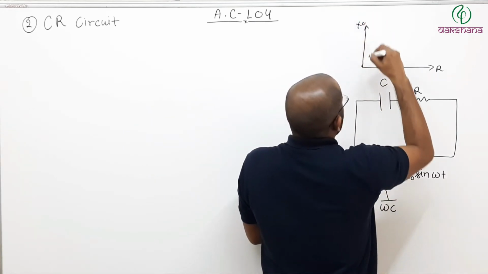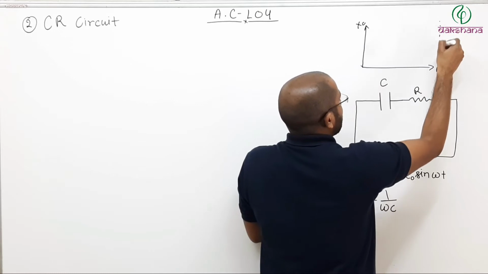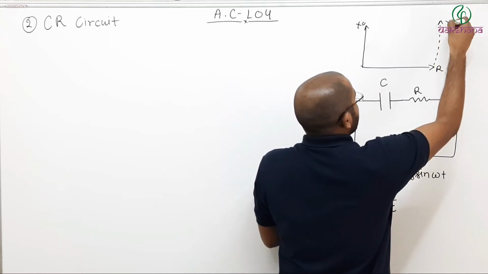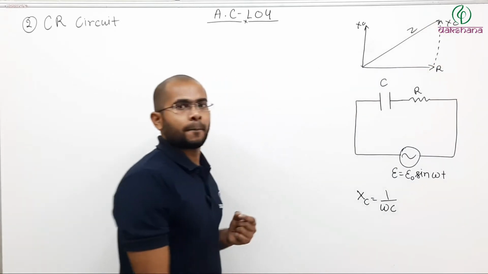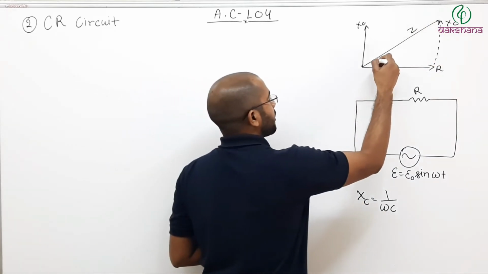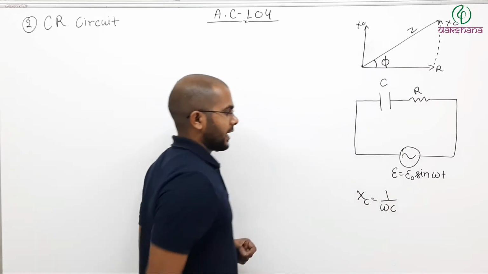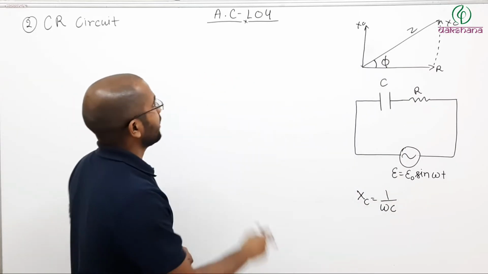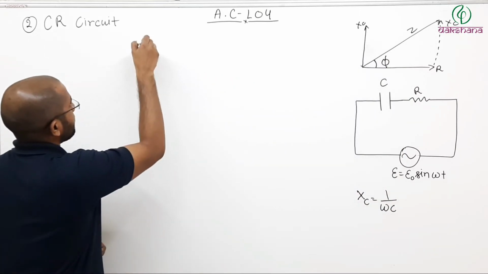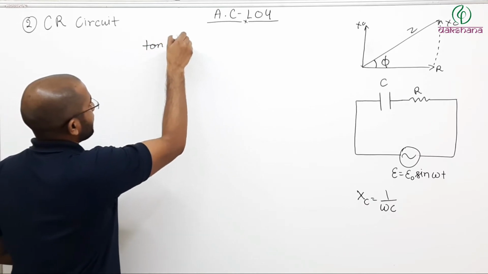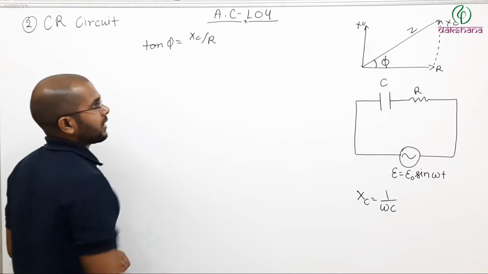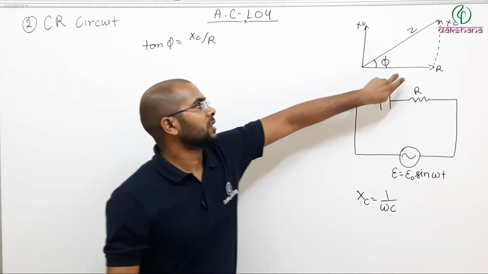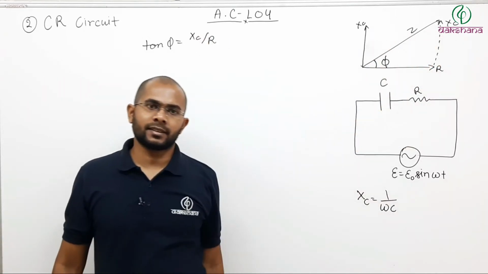So XC is denoted like this, and what would be your resultant? This is XC, and the resultant is Z, like this. This would be your phi, and tan phi is nothing but XC divided by R. Now this is R, this is XC, so tan phi is XC by R.